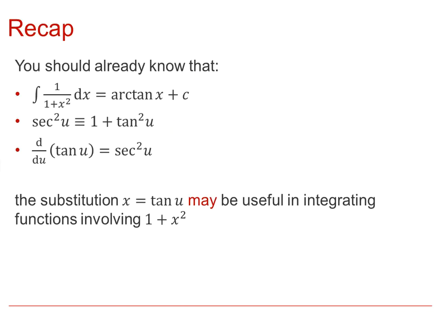You already know the result that the integral of 1 over 1 plus x squared dx is arctan x plus c, and be familiar with the identity sec squared u equals 1 plus tan squared u, and that the differential of tan u is sec squared u. Thus a substitution x equals tan u may be useful in integrating functions involving 1 plus x squared.